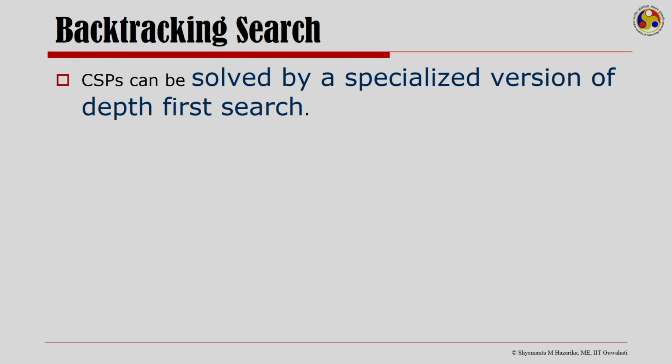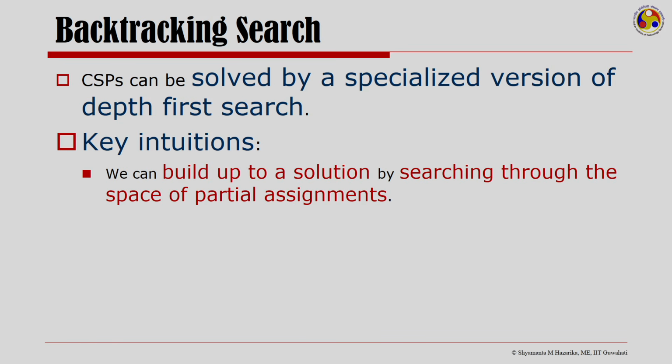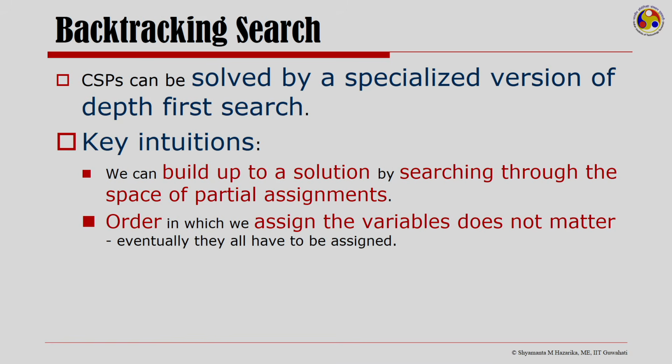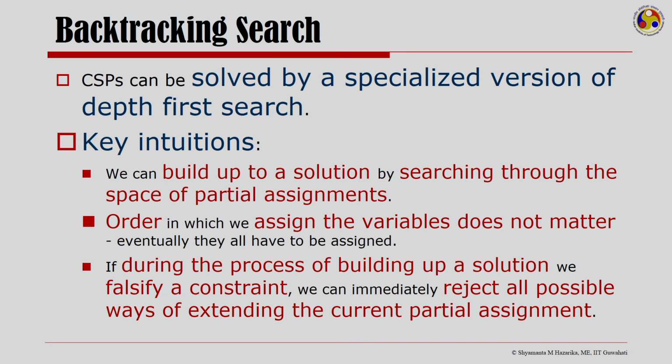CSPs are solved by this, and the search is called backtracking search. The key intuition is that we build up to a solution by searching through the space of partial assignments. The order in which we assign the variables does not matter. Eventually, they all have to be assigned. If during the process of building up a solution, we falsify a constraint, we realize that this cannot be part of the solution. So, we can immediately reject all possible ways of extending the current partial assignment and backtrack.